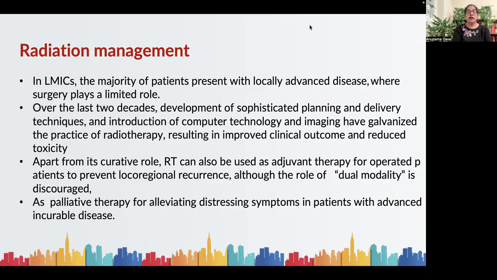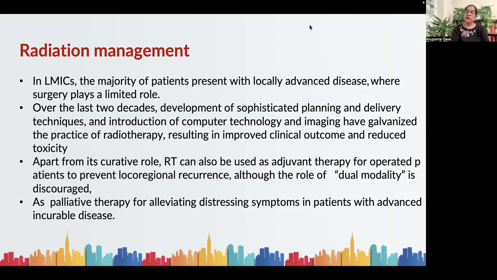In low and middle income countries, the majority of patients present with locally advanced disease where surgery plays a limited role and they require radiation. Over the last 2 decades, development of sophisticated planning and delivery techniques and introduction of computer technology and imaging have galvanized the practice of radiotherapy, resulting in improved clinical outcome and reduced toxicity.